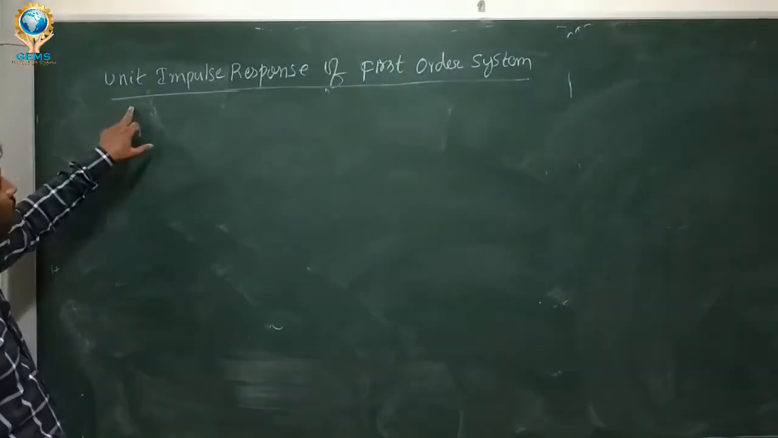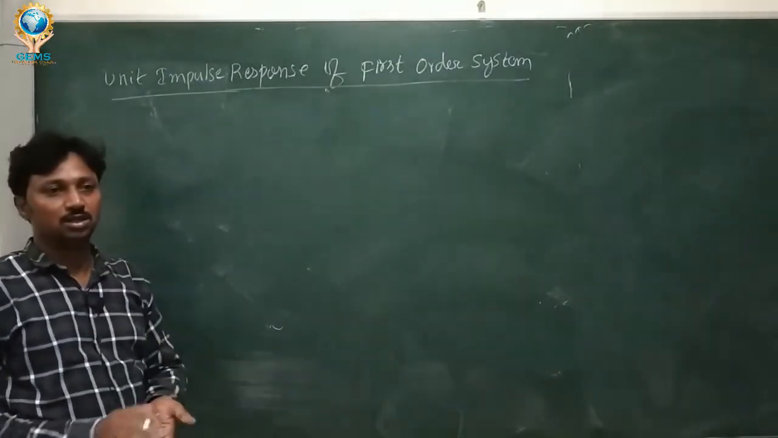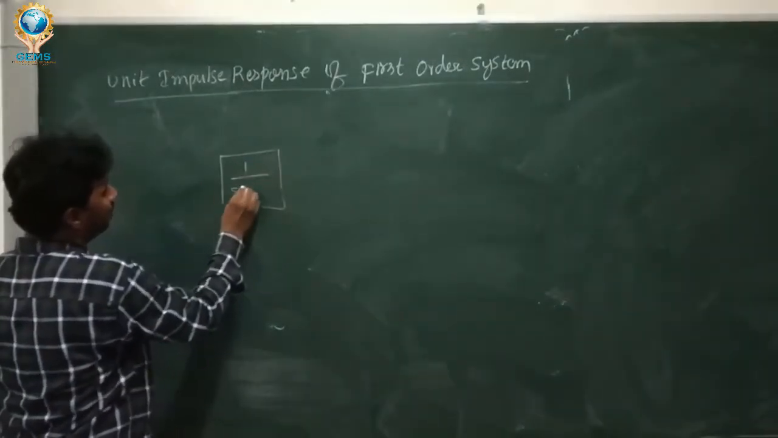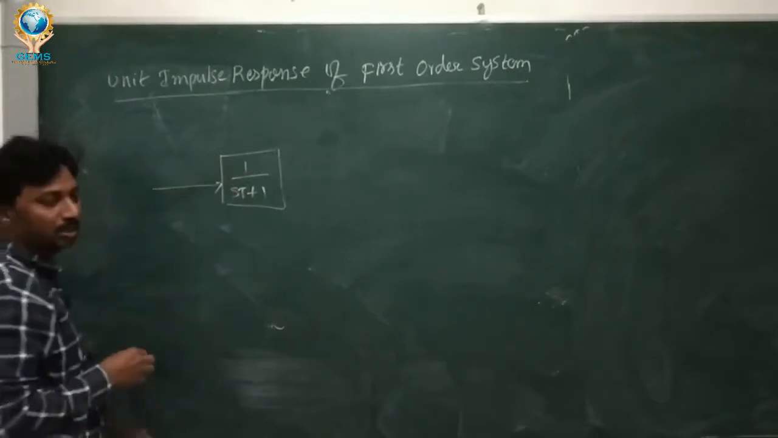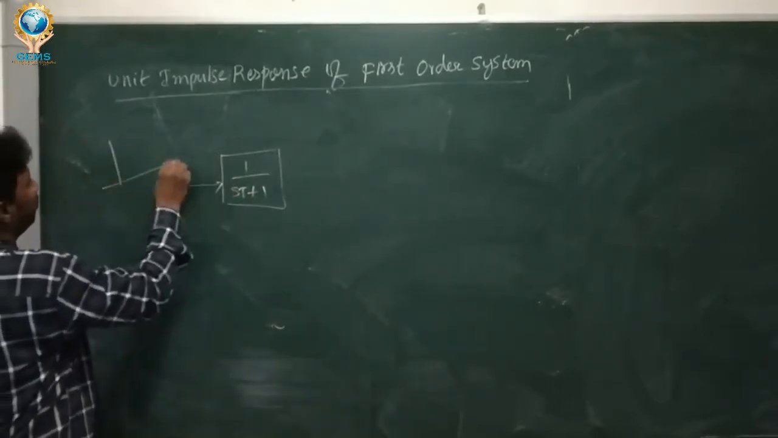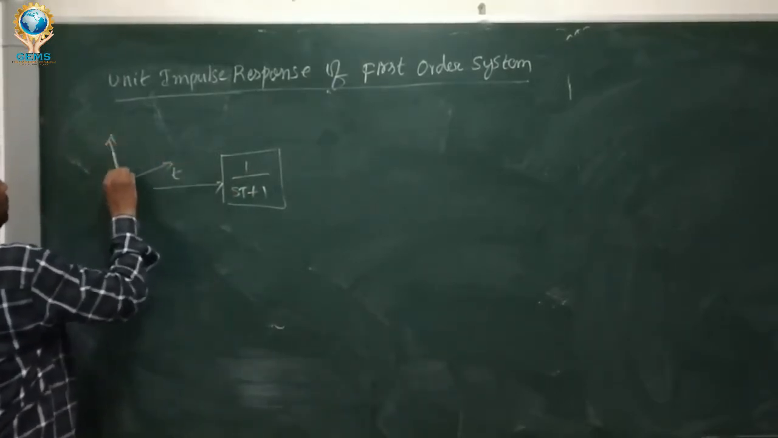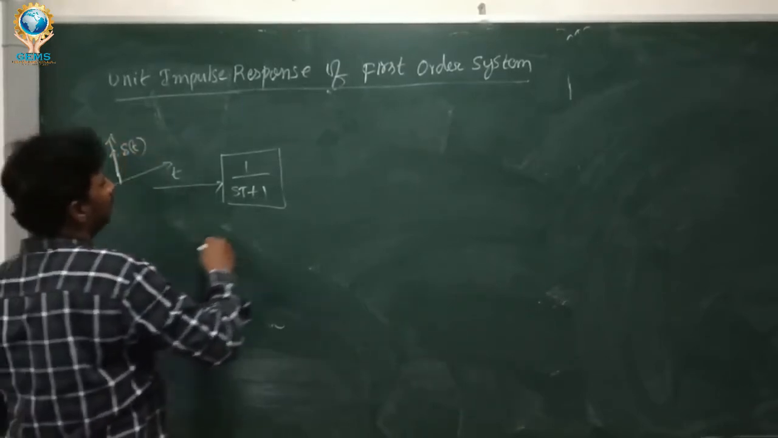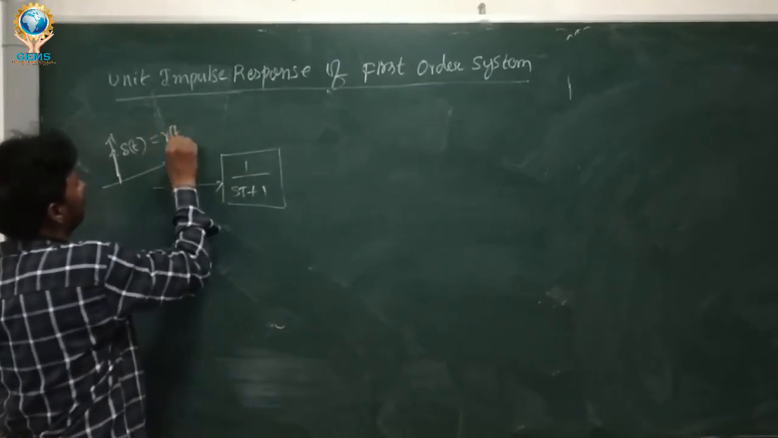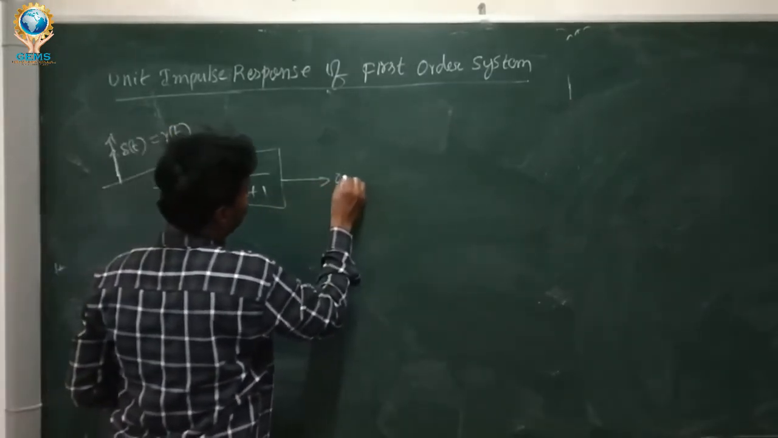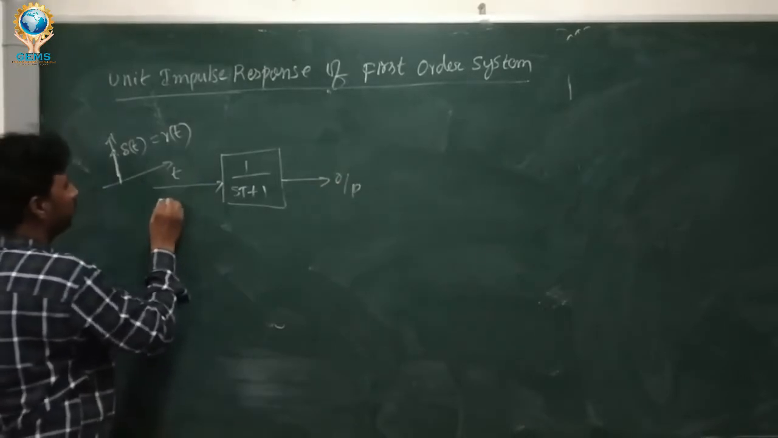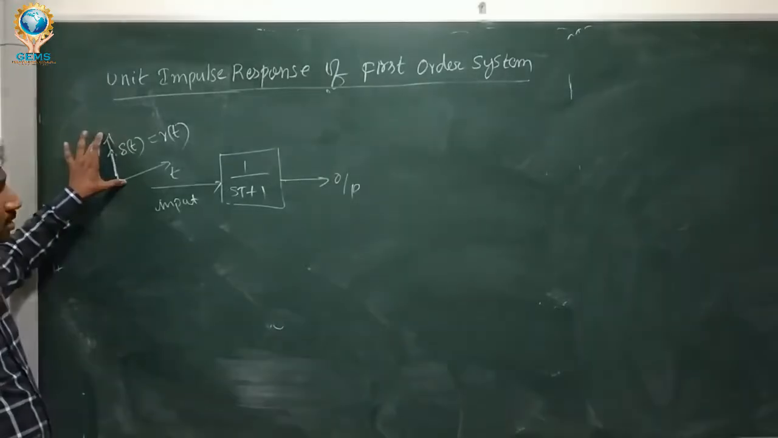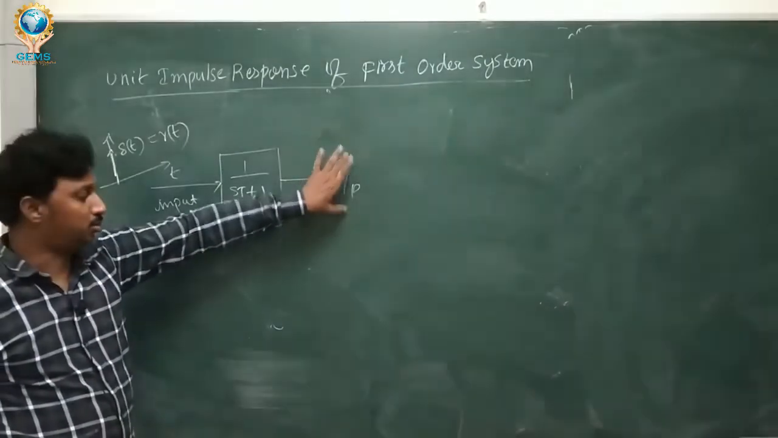Okay, next we are going to study the unit impulse response of a first order system. So your first order system is this: 1 by sT plus 1. Here your input is an impulse signal. So R of t is the impulse signal, this is your output, and this is your input. Now your first order system is subjected to the impulse signal, so we have to check what the response is, right?